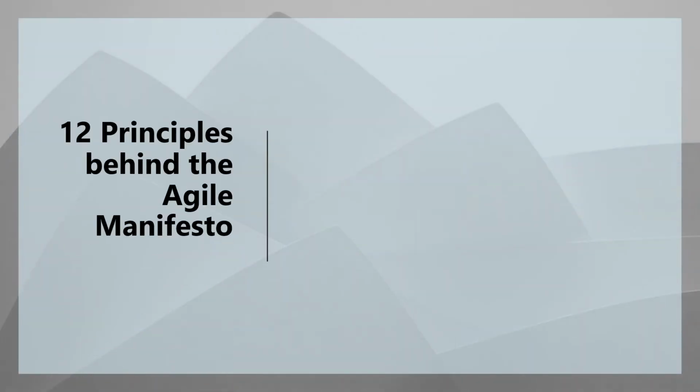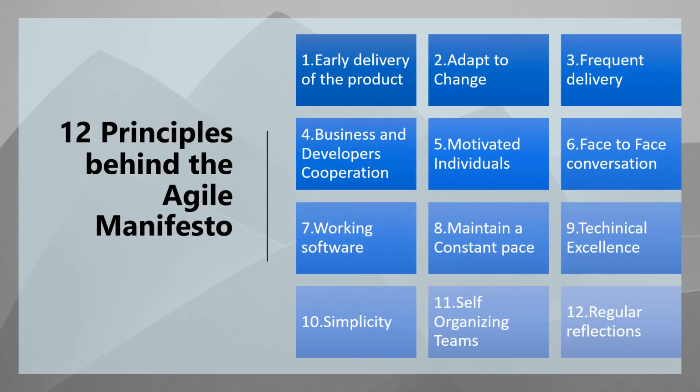Let's see the principles behind the Agile Manifesto. There are 12 principles behind the Agile Manifesto. The first is early delivery of the product. Our highest priority is to satisfy the customer through early and continuous delivery of valuable software.